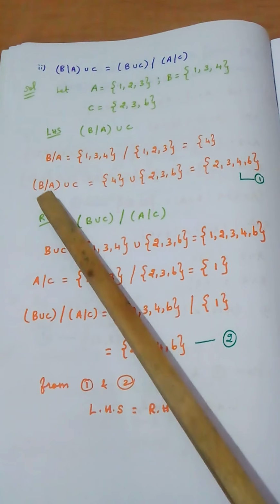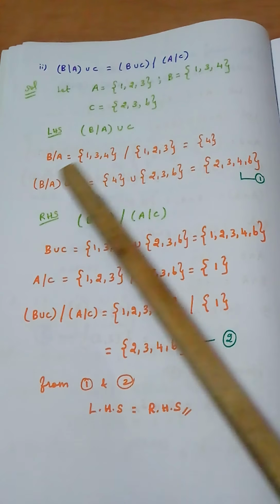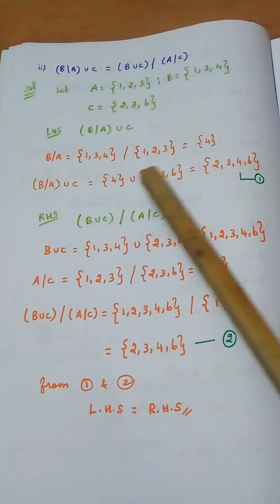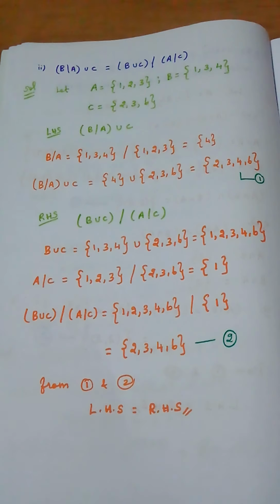Next, B difference A union C. B difference A value is 4, union, write C value and combine these two. So 2, 3, 4, 6. So this is equation number 1, which is nothing but LHS.